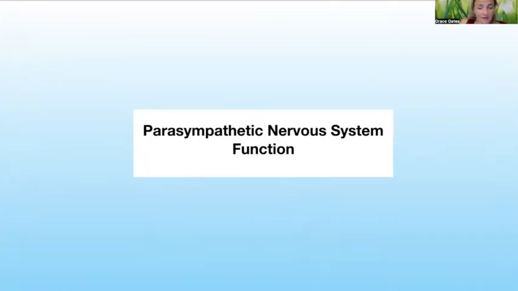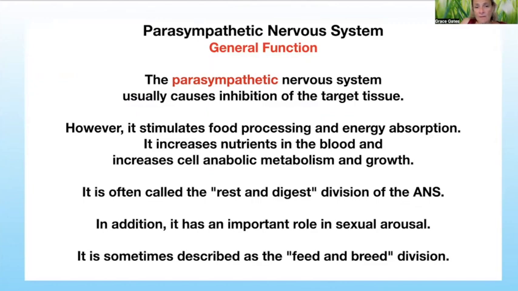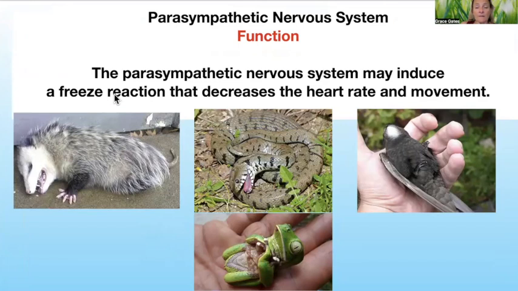So, parasympathetic nervous system function. The parasympathetic nervous system usually inhibits its target tissue. However, it does stimulate food processing and energy absorption. It increases nutrients in the blood and increases cell anabolic metabolism and growth. It's often called the rest and digest division of the autonomic nervous system. In addition, it has an important role in sexual arousal. It is therefore sometimes called the feed and breed division. Clever, right? The parasympathetic nervous system may induce a freeze reaction that decreases the heart rate and movement.